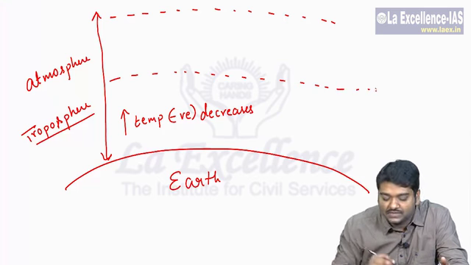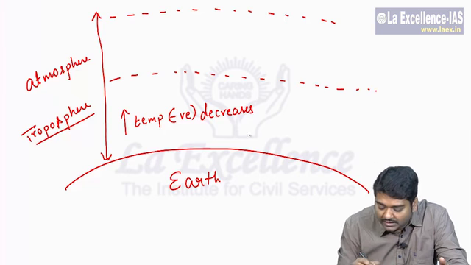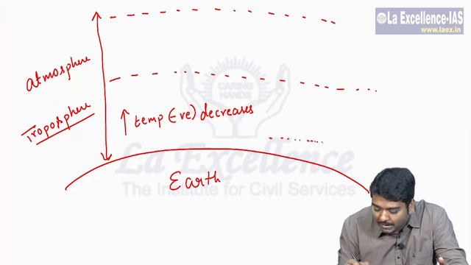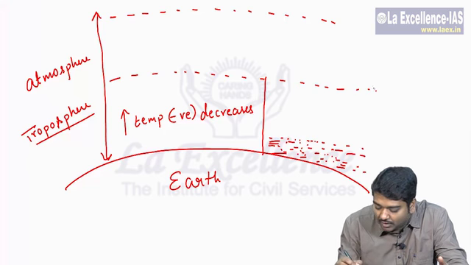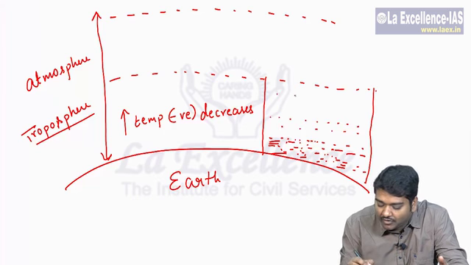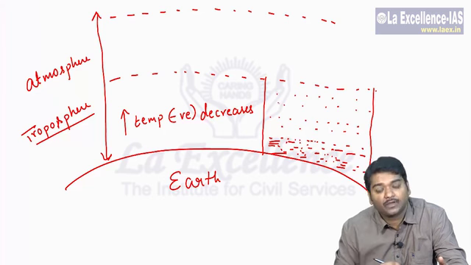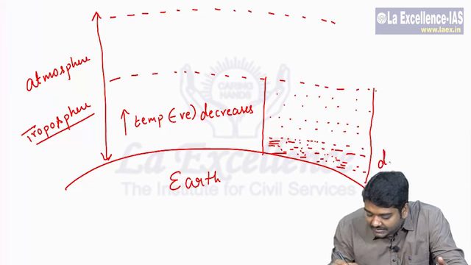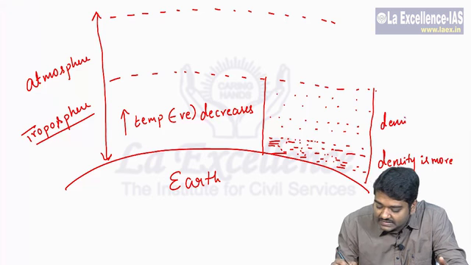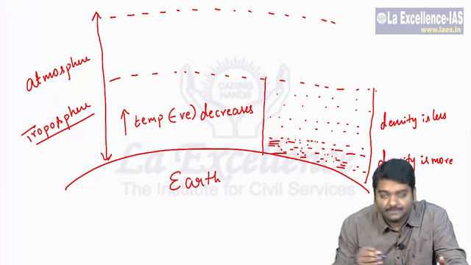We usually observe that there are more air particles present closer to the earth. If I take a vertical column and go up, it will be less. If I go further, it will be further less. Here and there you see one or two. Can I say density is more here and density is less here, correct?